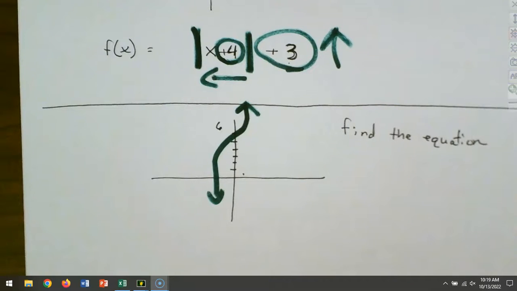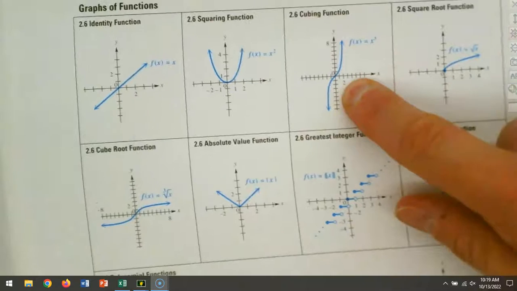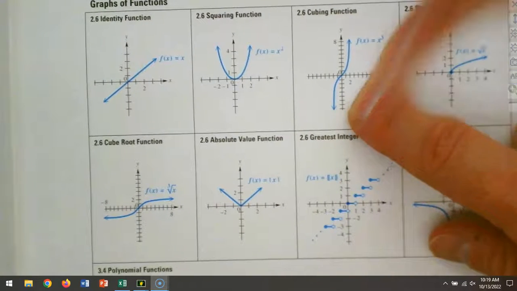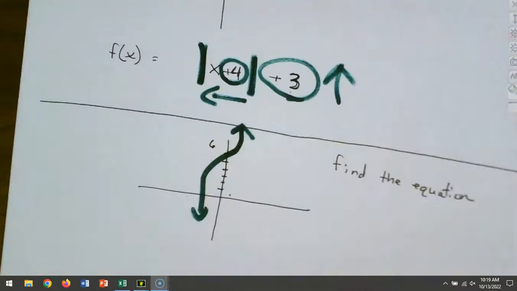What do you think it's going to be? Not square root, right? Because square root would be this. We'd only have half of it, right? Which one do you think it is? It's going to be a cube, right? Looks like that, doesn't it? So refer to the back cover. It looks like that. So we know that it's going to be a cube.